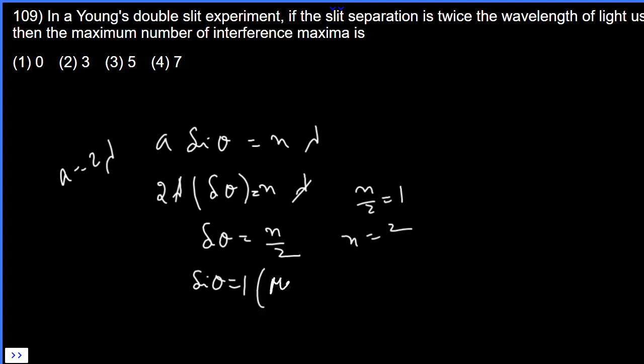The maximum value of sin theta is 1, so at the maximum condition n is 2. So n can be minus 2, minus 1, 0, 1, 2. The number of possible maxima is 5.